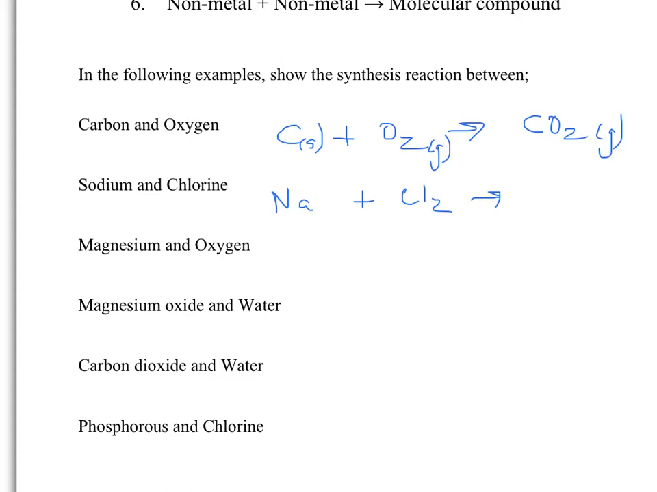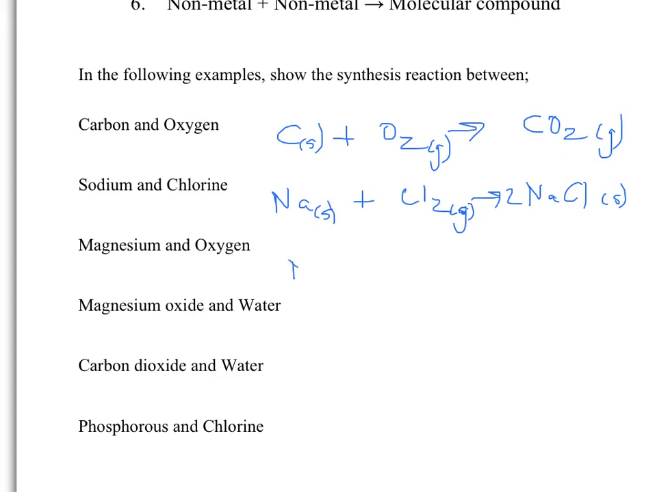In order to make an ionic compound, I need to follow the crisscross method. Sodium has a 1 plus, chlorine has a 1 minus, so I get the formula NaCl. I balance my equation and include my states. Because NaCl is in a synthesis reaction, it becomes solid because it's an ionic compound.